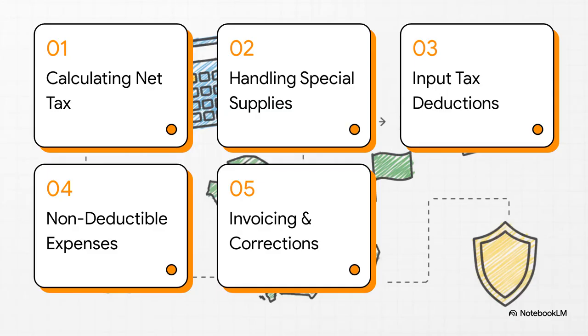So here's our game plan. We'll start with the basic formula, then get into some of those special cases that pop up. After that, we'll talk about what you can, and just as importantly, what you can't claim back. And we'll wrap it all up with the paperwork. Think of it as your roadmap to getting VAT right.